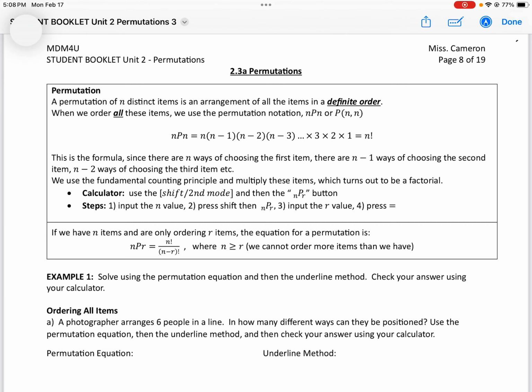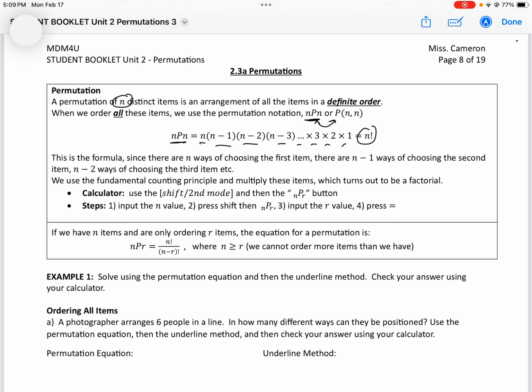2.3a permutations. A permutation of n distinct items is an arrangement of all of the items in a definite order. When we order all of these items, we can use this permutation notation: nPn, or Pn comma n. These are exactly the same. What this means is this is equivalent to n factorial. So this is n times n minus 1 times n minus 2 and so on.